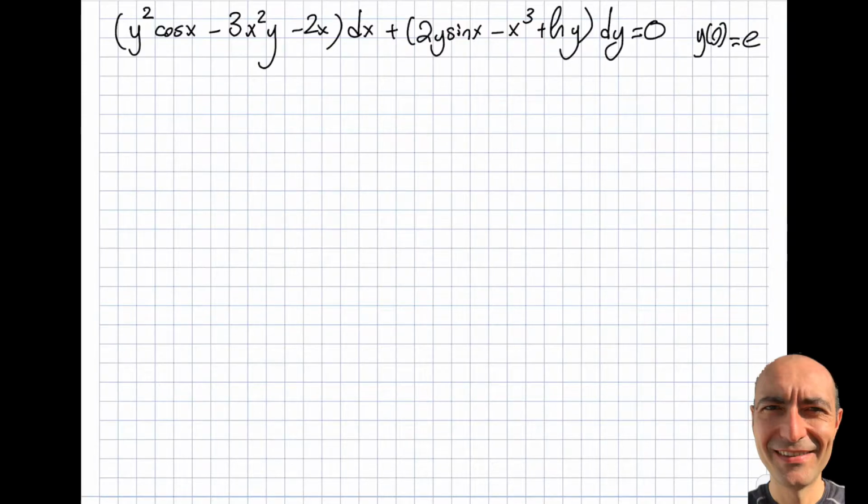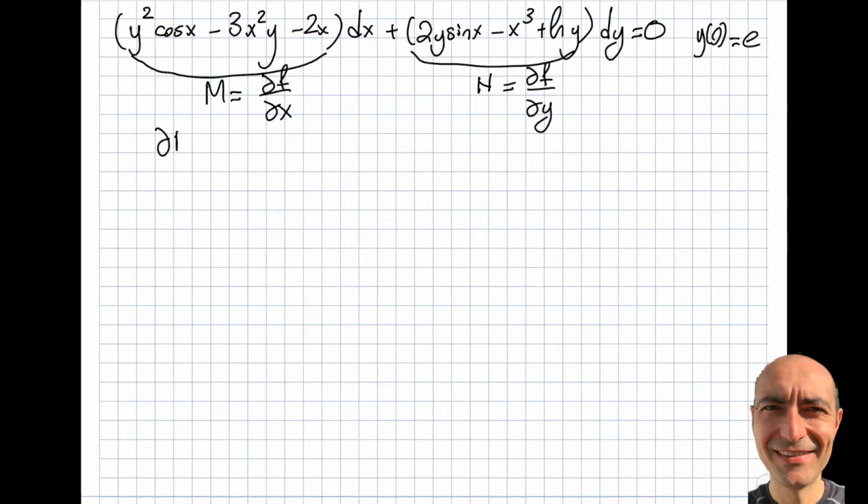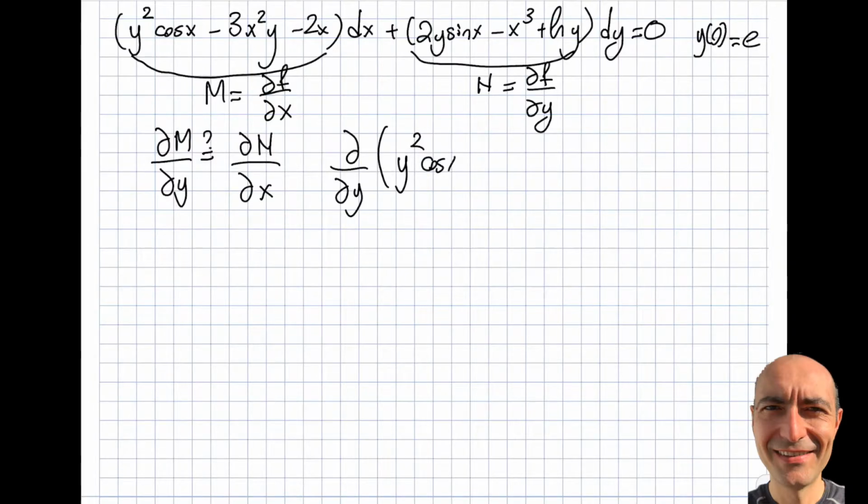And the process that we have completed for that is, you remember, I call this M, I call this N, and I said that this is del f del x, this is del f del y, and now I have to establish whether del M del y is equal to del N del x. Okay, let's put it in. Del of y squared cosine x minus 3x squared y minus 2x. Hopefully this is not going to give me a trouble. It looks like a complicated case.